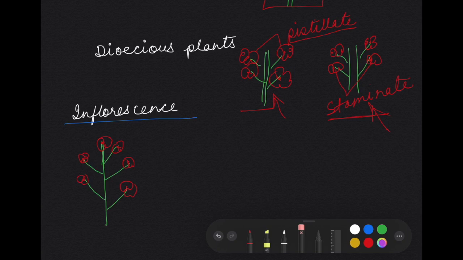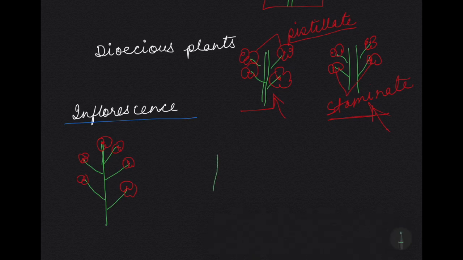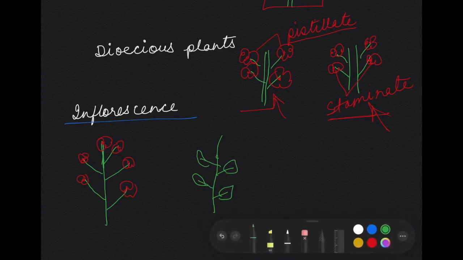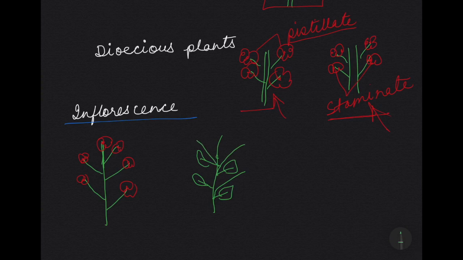This is the leaf, and you know the axil of the leaf. This is the axil of the leaf, this is the axil of the leaf. So branches come out from here, and at the tip of the branches, what will you see? You'll see the flowers. So where are the flowers? They are in the axils of the leaf.